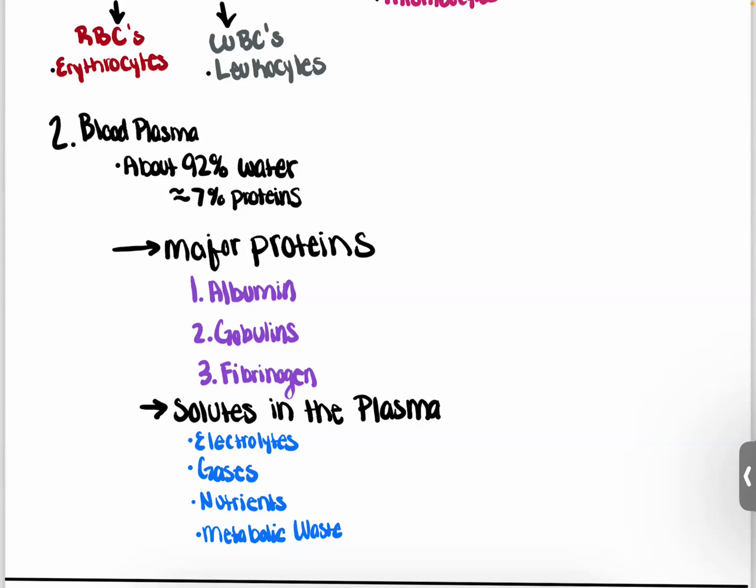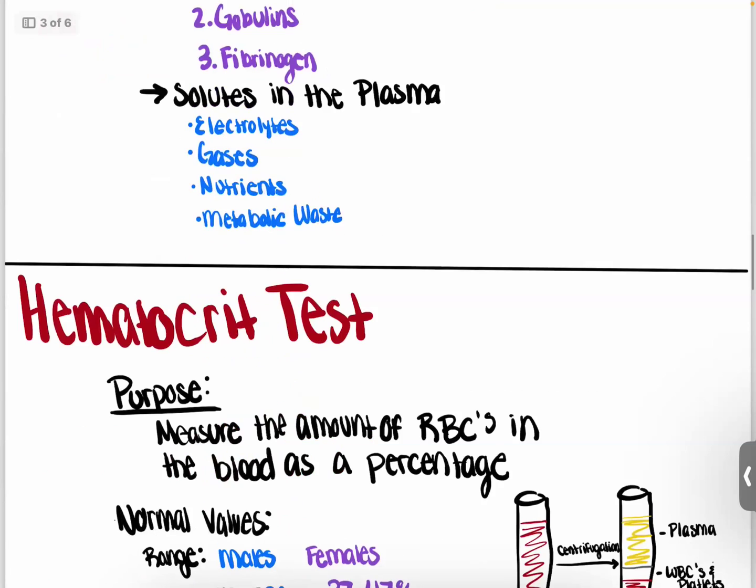Now, the solutes that we talked about that are in that blood plasma, this liquidy portion, are electrolytes. We think of our salts, sodium, potassium, calcium as well. And then we have our gases, carbon dioxide, oxygen. We have our nutrients, which we get from food, so that would be our glucose or amino acids. And then we have our metabolic waste, whatever is needed to be removed from the body at that time.